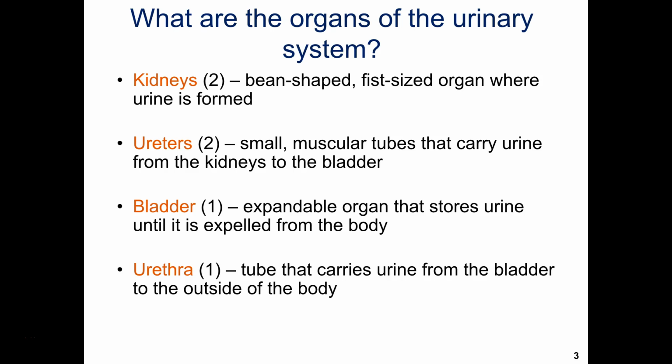You have ureters, which feed out of the kidneys into the urinary bladder. So you make this urine in the kidneys, and those feed into the urinary bladder, which is this expandable organ where you hold urine before you expel it through the urethra, which is the tube that carries urine from the bladder to the outside of your body.